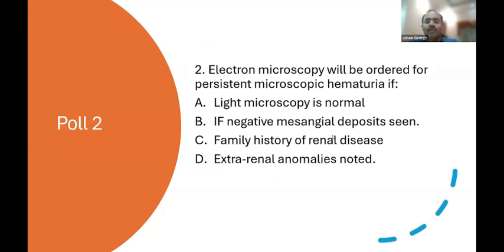Before advancing further, we go on to the next poll. Binu sir: Yes, electron microscopy is widely available these days, and we should be aware of in what situation we would want exactly an electron microscopy. An electron microscopy will be ordered in a patient with persistent microscopic hematuria if the light microscopy is normal, if IF is negative, if there are mesangial deposits, if there is a family history of renal disease, or if there are extrarenal abnormalities not noticed. So it could be any of these. Let's get the poll and opinion regarding this.